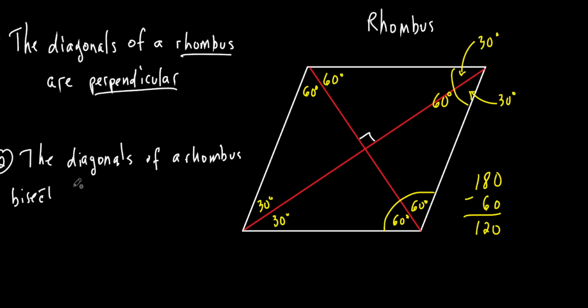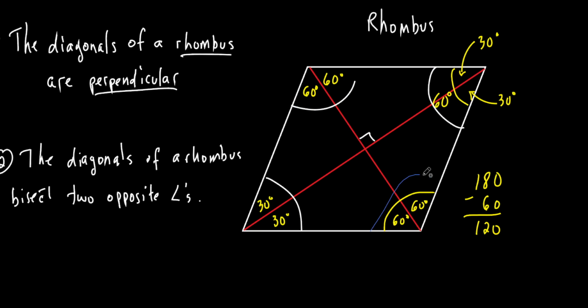Two opposite angles. Two opposite angles. Does that make sense? So that diagonal bisected that angle and it bisected that angle. Right? This diagonal right here bisected this one and it bisected this one. All right, that's what it says.